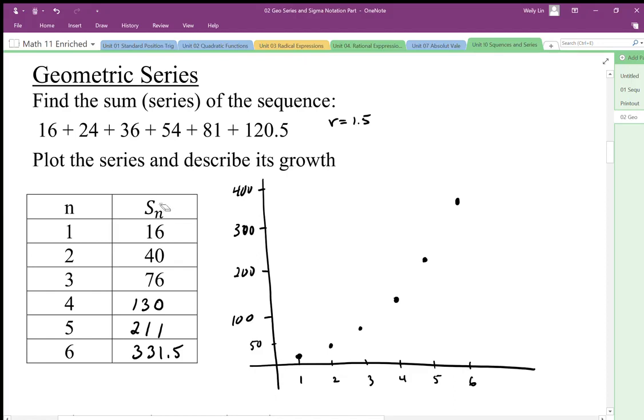And when I add up this sequence, in other words, get a series, 16 is the first term, so S1 is the same as T1, S2 will be the sum of the first two terms, S3 is the sum of the first three terms, etc. And when I graph this, I end up with a curve that looks like this. And this progression, if we take a look at this curve, is curving up, and in fact is an exponential curve. So the geometric sequence is an exponential sequence, but the sum of the geometric sequence, or the geometric series, is also exponential.